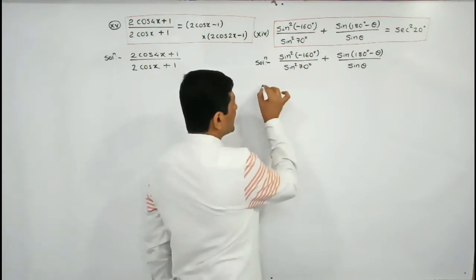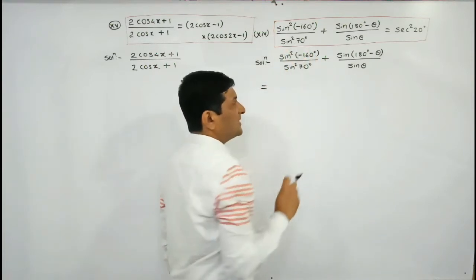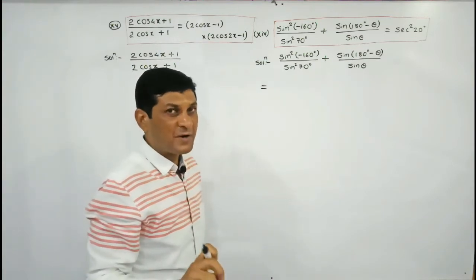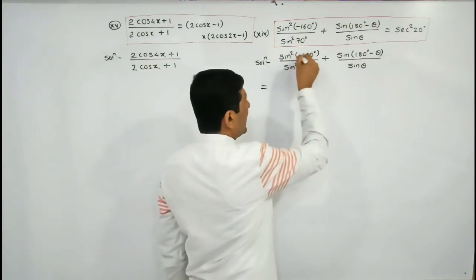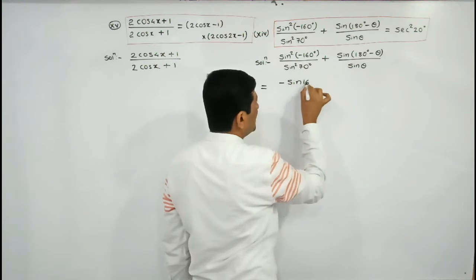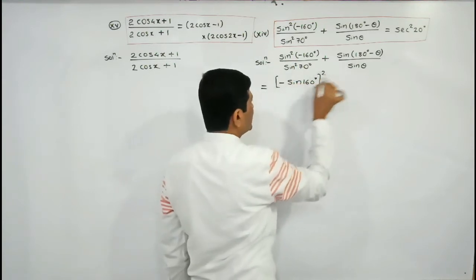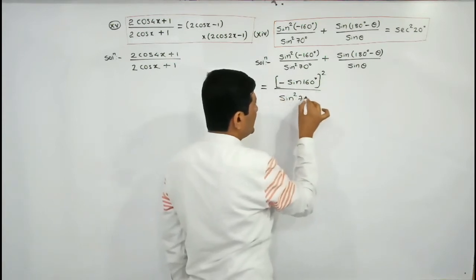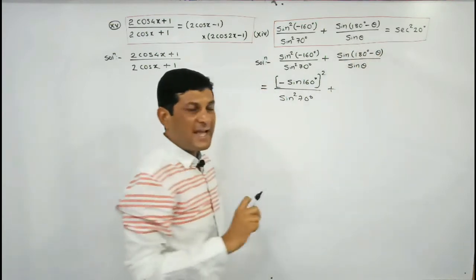Here, if you observe the numerator, a negative angle is there. So first I am trying to replace this negative angle by applying the trigonometric ratios of negative angle. Here sine minus theta will be equal to minus sine theta, where theta is 160 degrees. Keep the square as it is, and in the denominator also keep sine square 70 degrees as it is, plus here we are able to apply the allied angle formula.